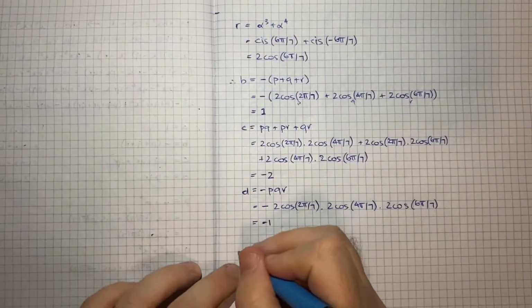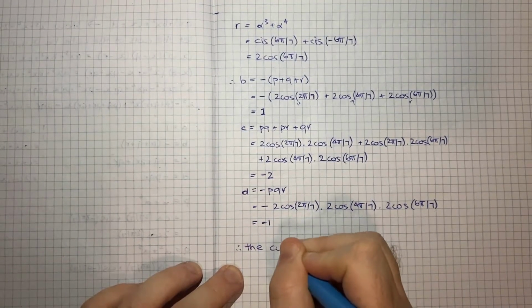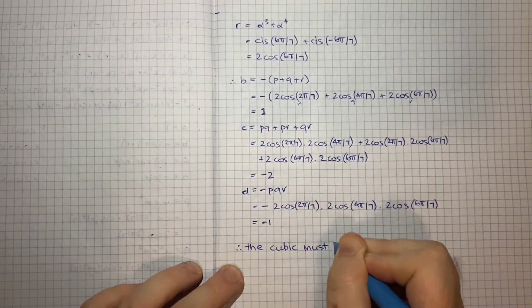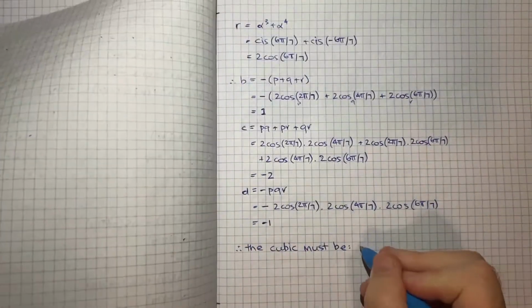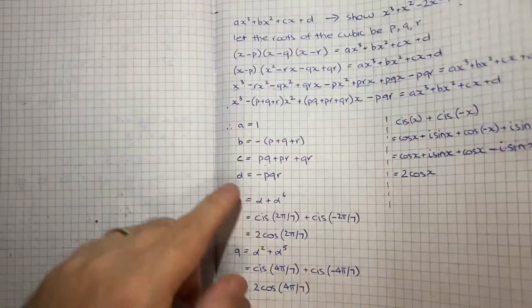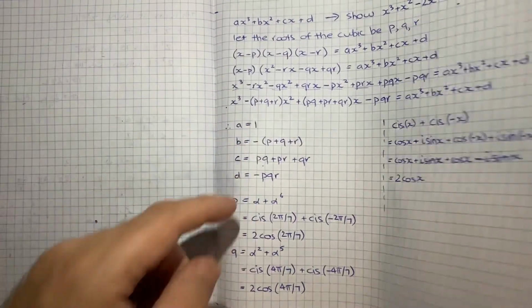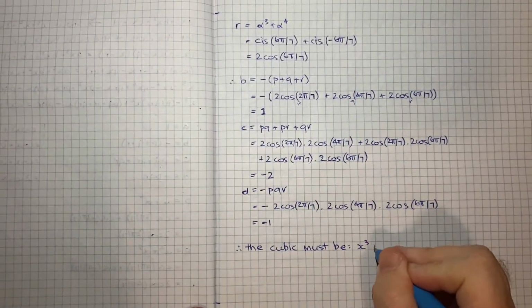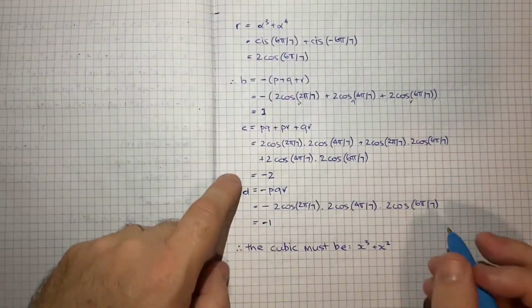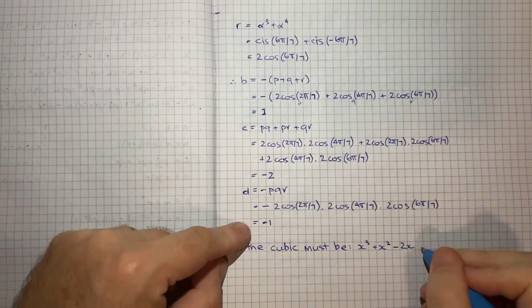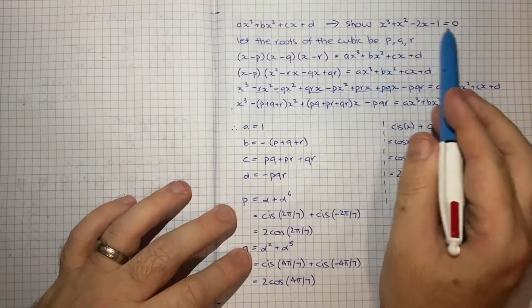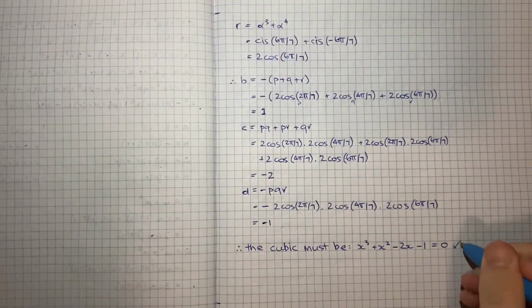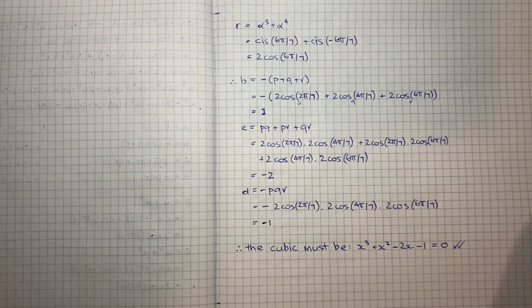So now we can write our conclusion. Therefore, the cubic must be, a was 1, so x cubed plus bx squared, and for us b is 1, so plus x squared plus cx, c is minus 2, so minus 2x plus d, which is minus 1, equals 0, and that is the same as what we were asked to show. Alright, so that's that question done.